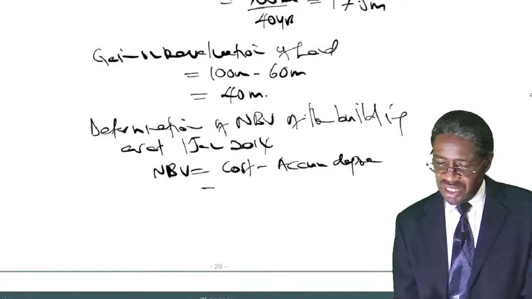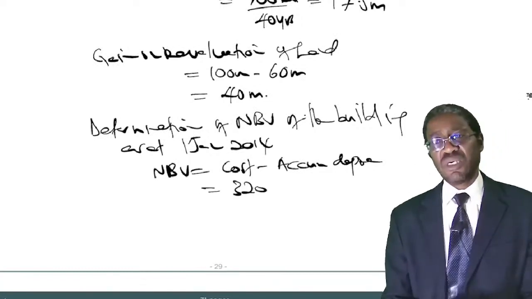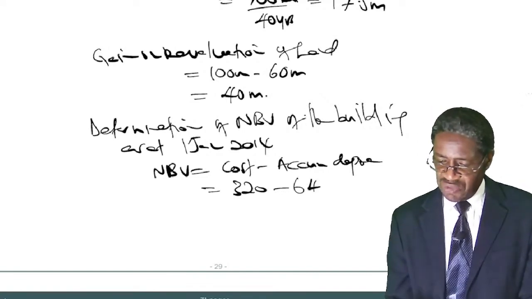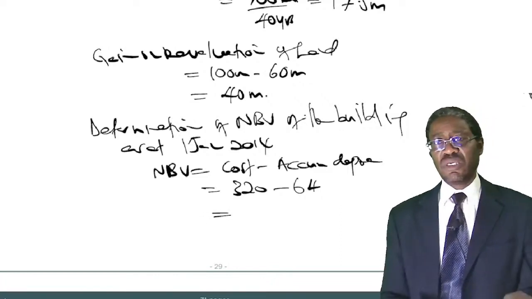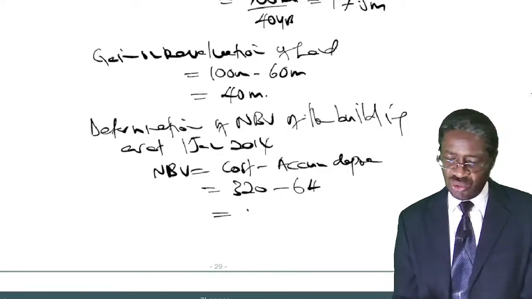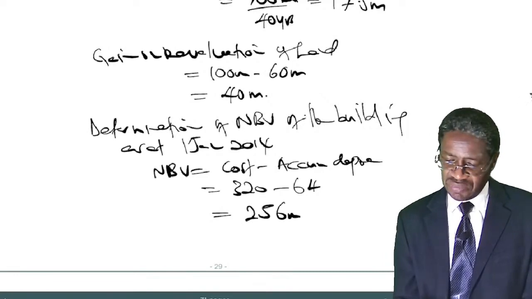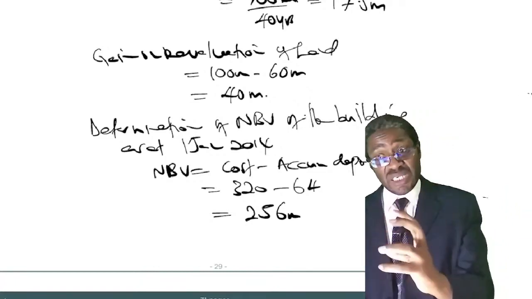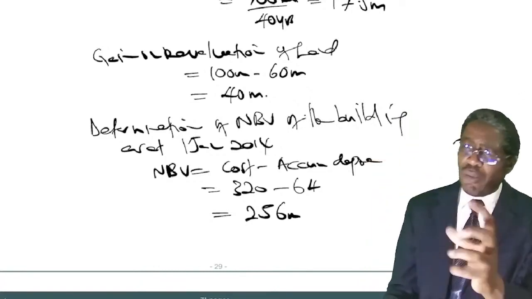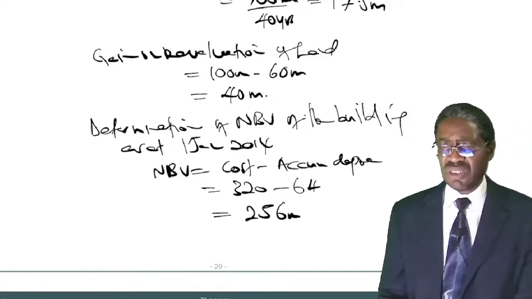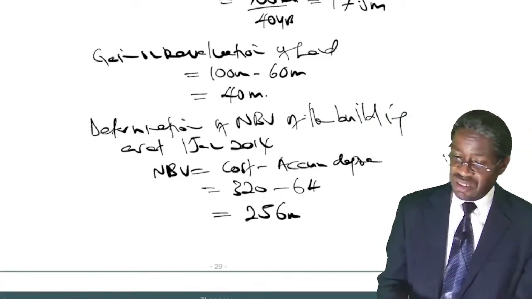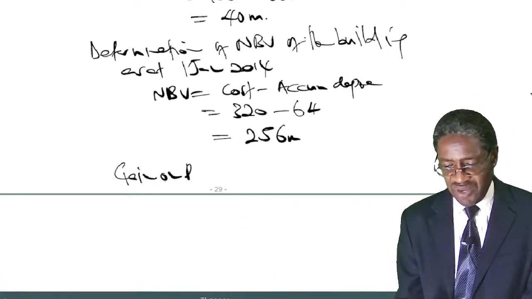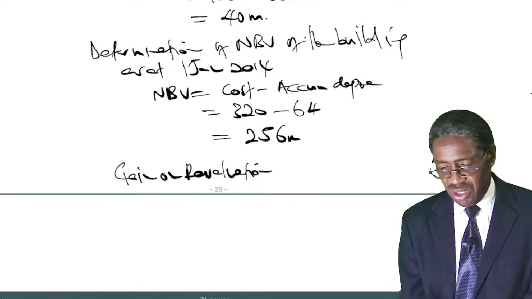We have agreed the cost of the building was 320. We have been told the accumulated depreciation is 64. So that will give me a book value. We have got it as 256 million. Now we know the value of the building as at the beginning of the year. Now compare that with the revalued amount, which we are given as 700. So this time we have another gain on revaluation of building.